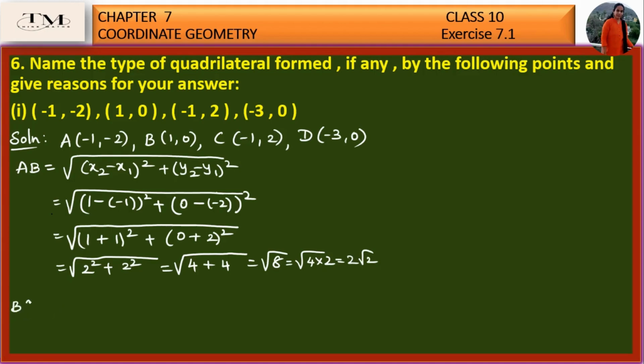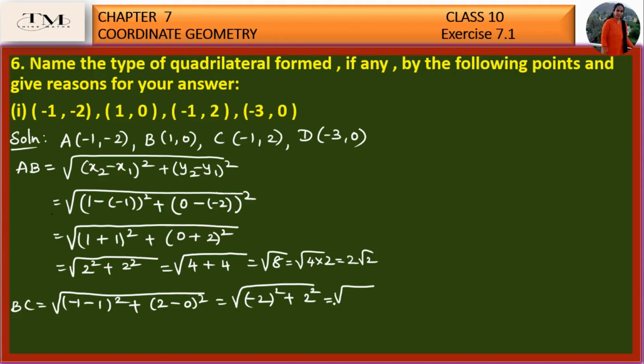In the same way, what is BC? So BC is nothing but the square root of (minus 1 minus x1, which is 1) so (minus 1 minus 1) whole square plus (2 minus 0) whole square, which is the square root of (minus 2) whole square plus (2 minus 0, 2) 2 square. So minus 2 whole square is 4 plus 2 square is also 4. So what is 4 plus 4? It is 8. So root 8 is nothing but 2 root 2. So moving on to the next one.